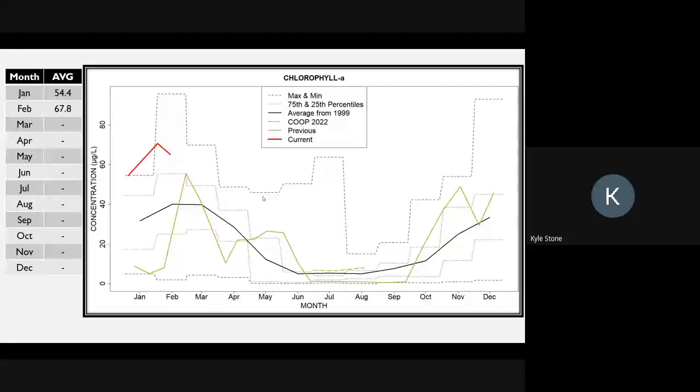Compared to last year, the gold line in January, you can see we had one of the worst Januaries on record, and we did actually set that new minimum in 2022.